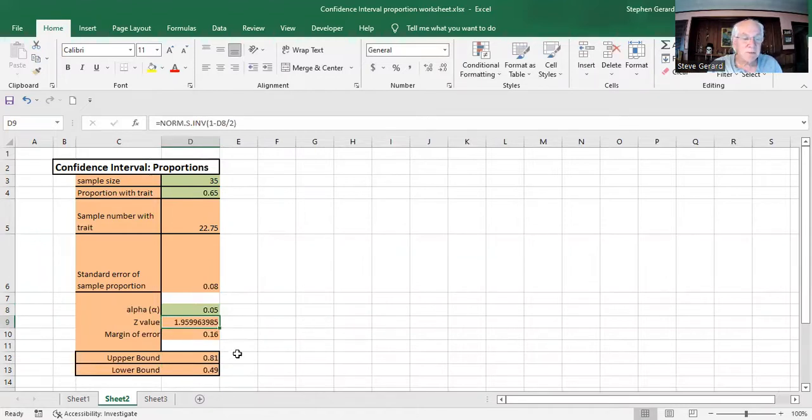Down here what I have is upper and lower bounds. What this means is that 95% of the cases are going to fall between 0.49 and 0.81. Minimally, what I should expect is that every class I have should have a proportion somewhere between 49% and 81% female. That's what's typical.